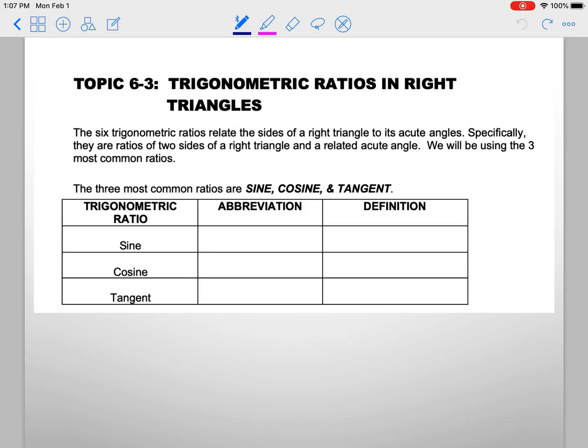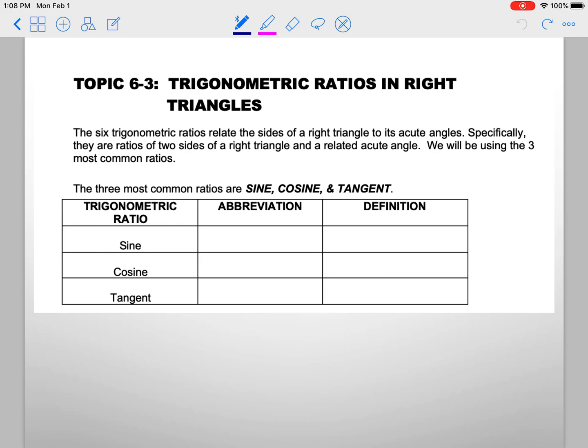Okay, 6-3, trig ratios and right triangles. So when we have been solving for missing sides so far, if we were given two sides, we could use the Pythagorean theorem. If we were given one side, then we wanted to look at the angles and say, do we have a 45-45 or do we have a 30-60?